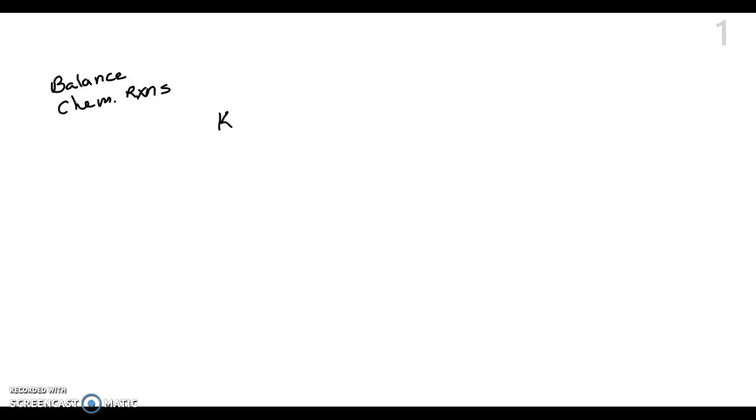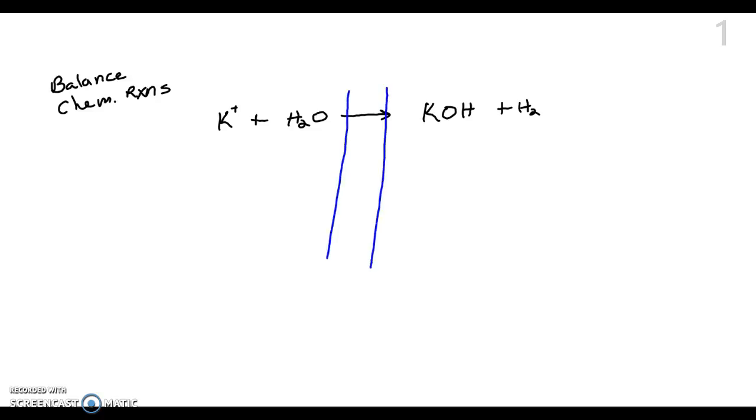More or less, if we're given an equation, potassium plus H2O yielding KOH plus H2, we want to balance it at this point. So by balancing, I mean I'm going to draw a line here. I'm going to have a reactants and a product side, and I have each individual element in the middle.